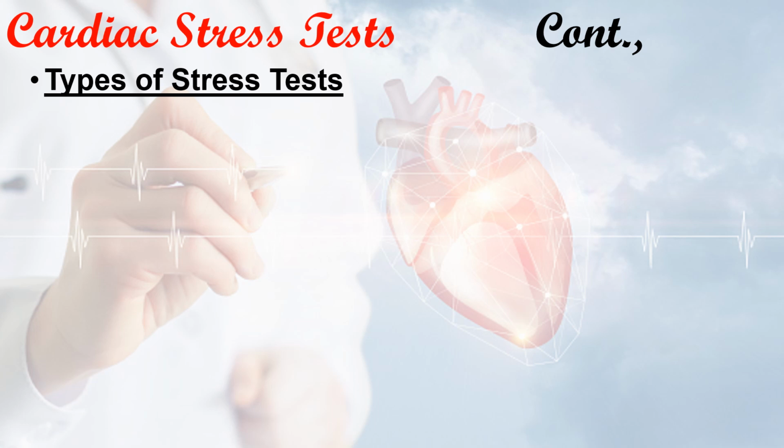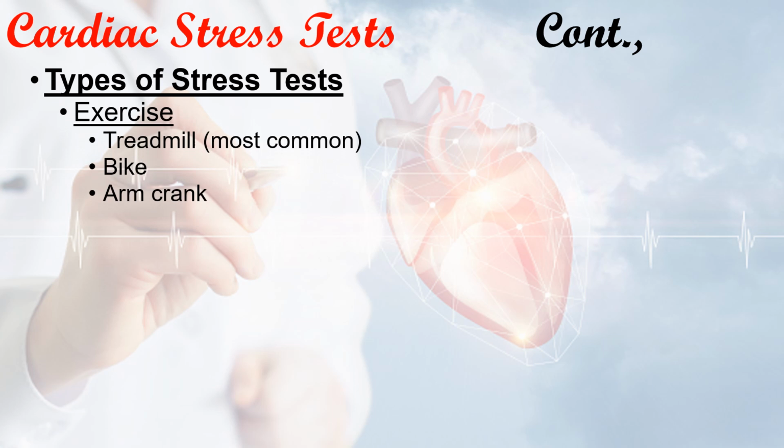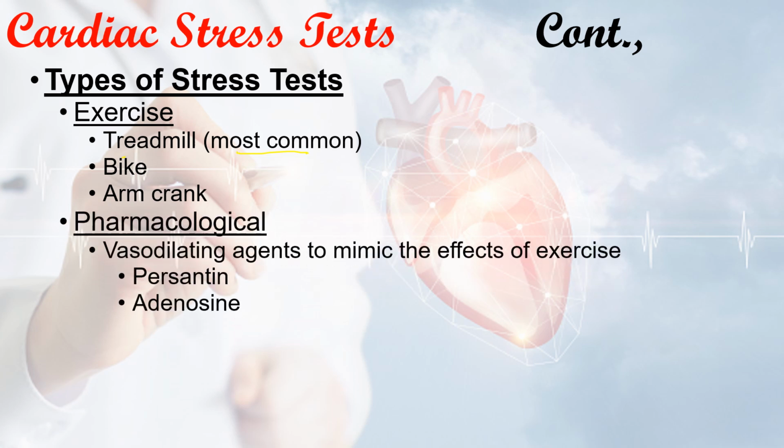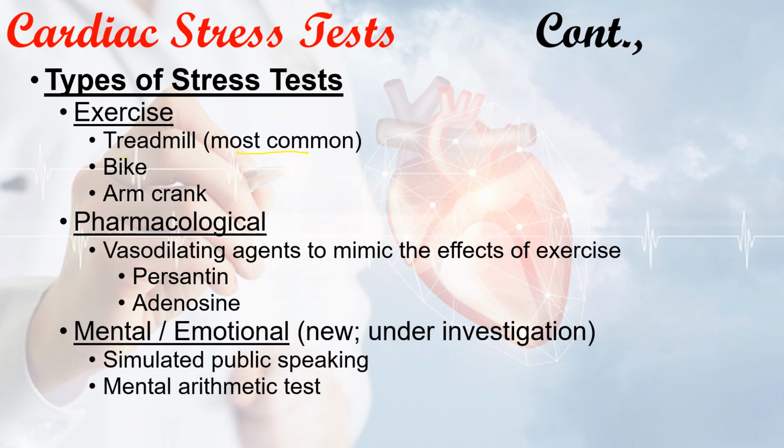Then we see the different types of stress test. The exercise test, where we use the treadmill, is the most common type, along with the bike test and arm crank. Then pharmacological means, using vasodilating agents like persantin and adenosine to mimic the effect of exercise. Then mental or emotional stress tests, which are under investigation only, such as simulated public speaking and mental arithmetic tests.